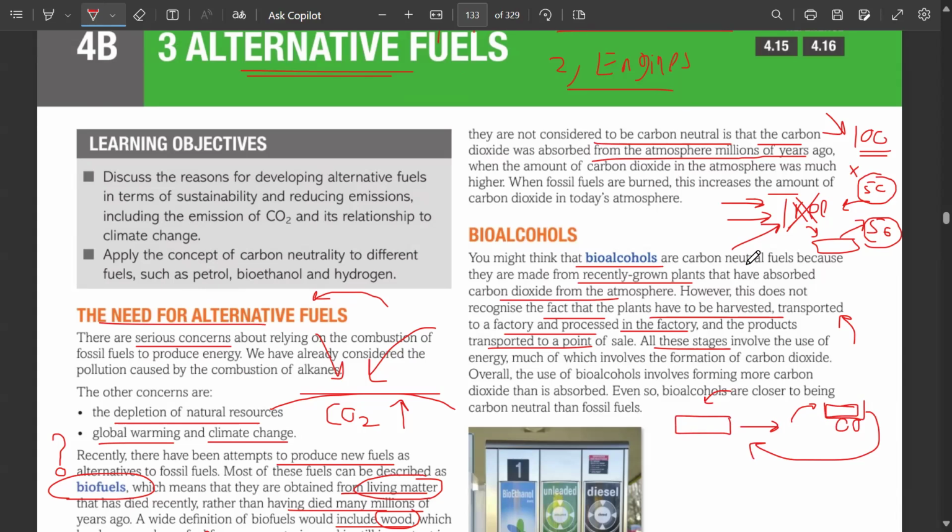When you have to sell it, you are running a shop, the shop is running on electricity, electricity is being used by petrol. So it's all a vicious cycle basically. It still becomes a vicious cycle that at every stage, at every point, कहीं न कहीं energy is always being used. Overall, the use of bioalcohols involves forming more carbon dioxide than it is absorbed. So, but still they are closer to being carbon neutral a bit.